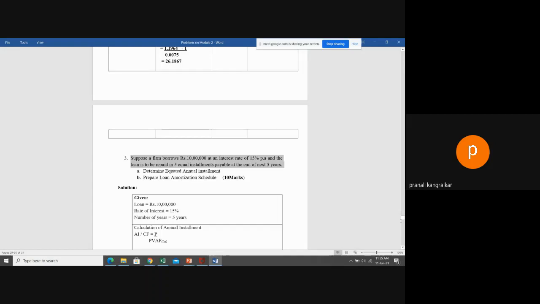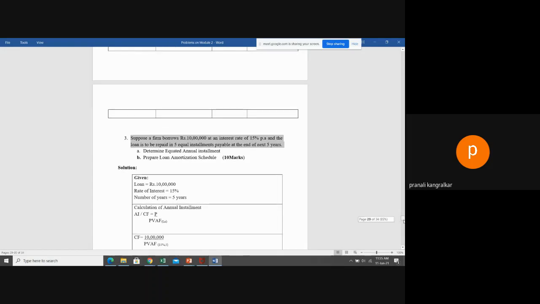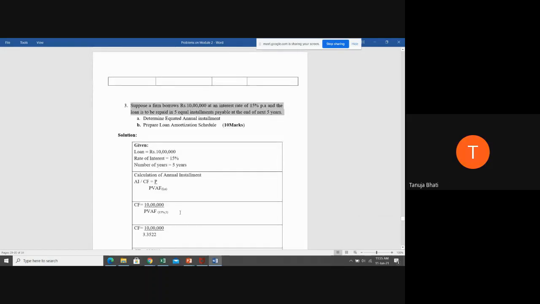Present value divided by present value annuity factor. Okay, very good. So calculation of annual installment. The annual installment, which you can represent by AI or CF, is nothing but present value divided by present value annuity factor (i, n). So 10 lakh divided by 15% for 5 years. Now, which table number am I going to use in order to calculate the present value annuity factor? Can anyone tell me?